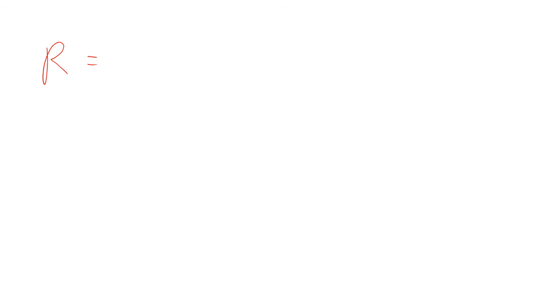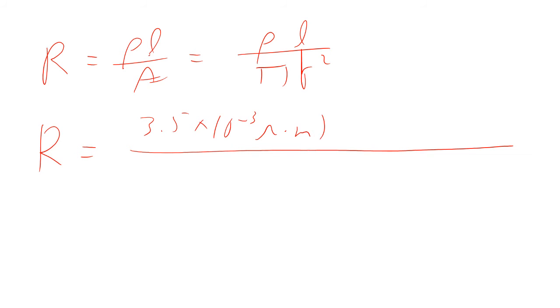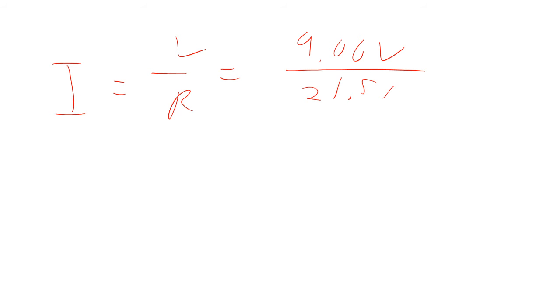Okay. And so we plug all this into the equation. So this is rho L over A. So that's going to be rho L over pi r squared. So rho is 3.5 times 10 to the minus 3 ohm meters times L, which is 0.0867 meters, divided by pi and divided by 2.12 times 10 to the minus 3 meters squared. So the resistance comes out to be 21.5 ohms. So the current, which is V over R, will be 9 volts divided by 21.5 ohms.